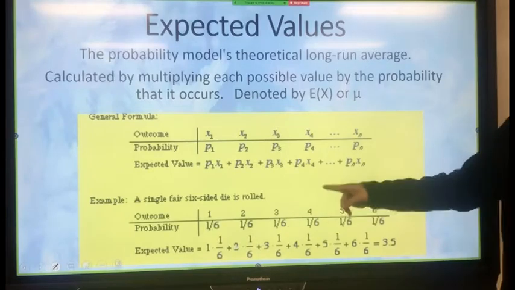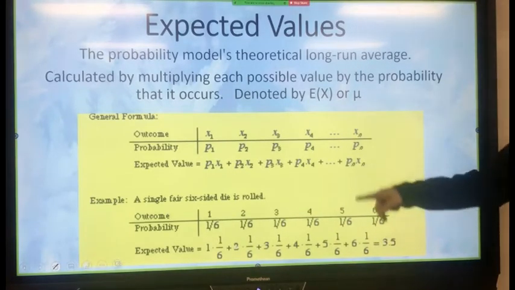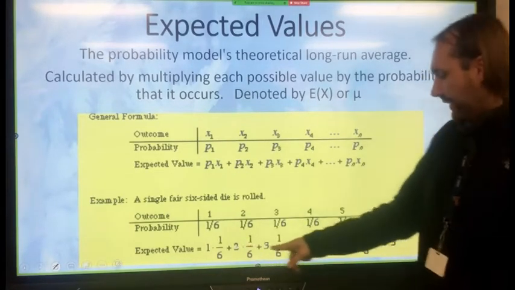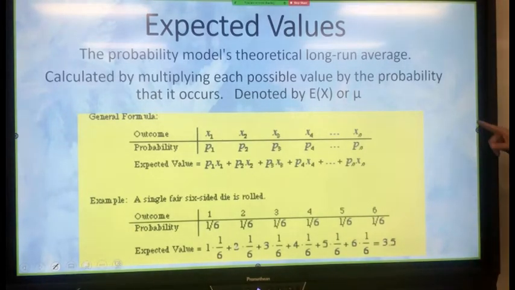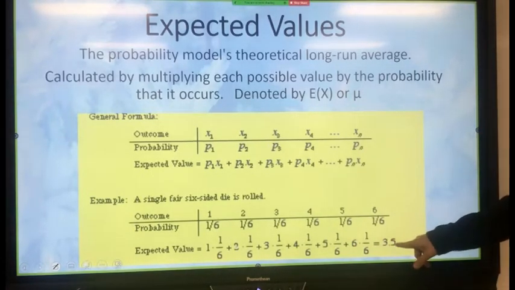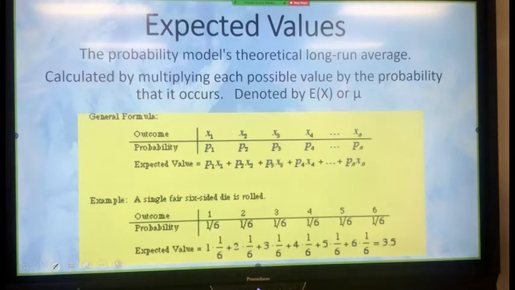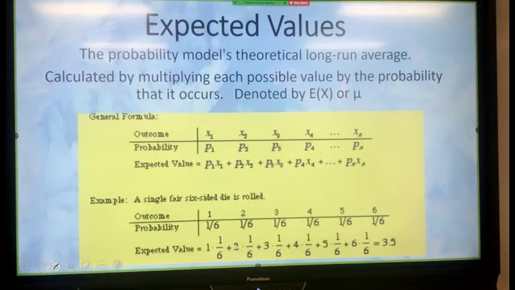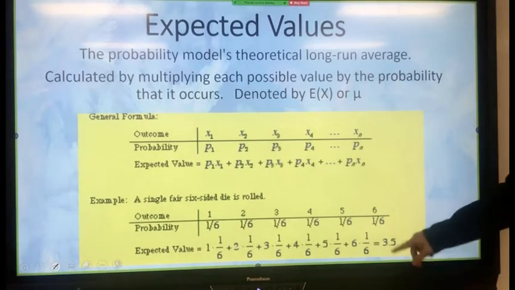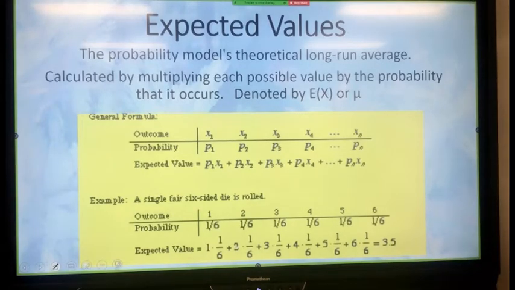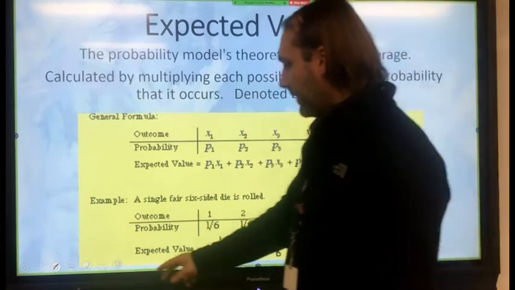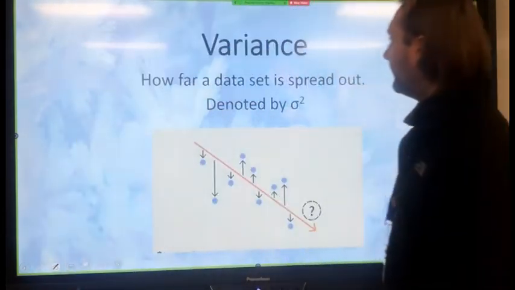So 3 times 1/6, 4 times 1/6, 5. So I guess it's a roll of dice, right? And then add those together. The expected value of rolling a die is 3.5. And we'll talk about what that actually is telling us when we get to it. So that's how you find expected values. Multiply your outcome by your probability and add those all together.